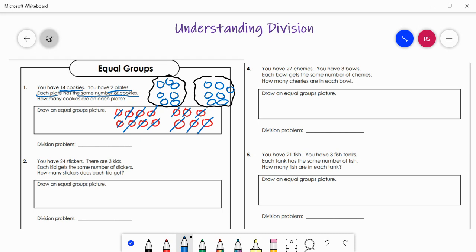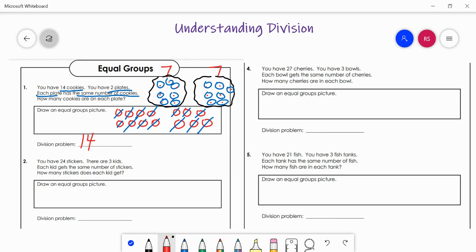Okay, so now it's time to figure out, well, how many did we put on each plate? Let's count. We have 1, 2, 3, 4, 5, 6, 7 on the first plate. 1, 2, 3, 4, 5, 6, 7 on the second plate. Awesome job. So we have an equal number. We have the same number on both of the plates. So let's think about our division problem here. We started with 14. We always list our larger number first when we're dividing. So we started with 14 cookies. And how many groups did we divide them into?